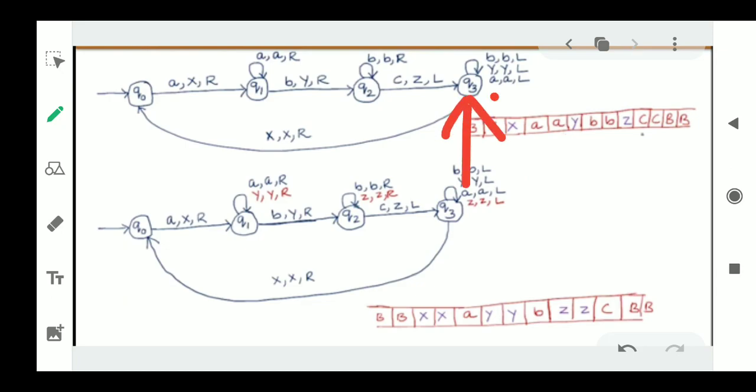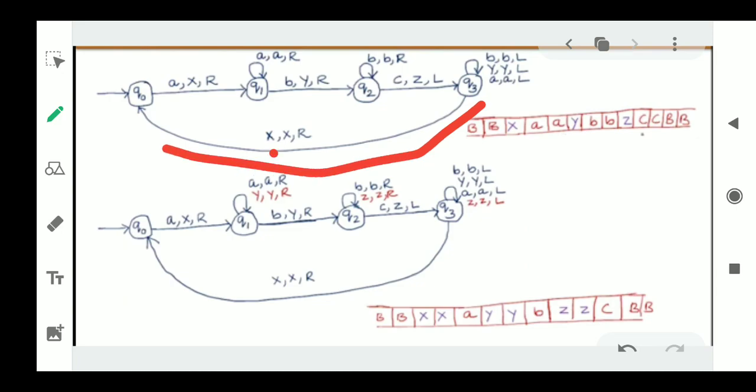When A is identified or B is identified, we are not replacing anything. See here, in the place of B also we are not replacing anything, and for capital Y also we are not replacing anything. We are just moving in the left direction. That's it. We are not doing anything until we find the symbol X.